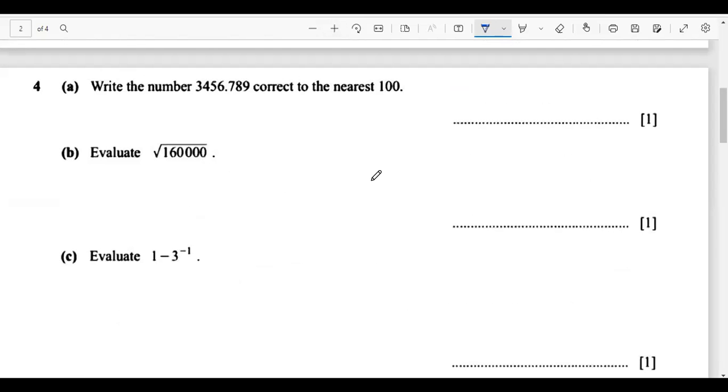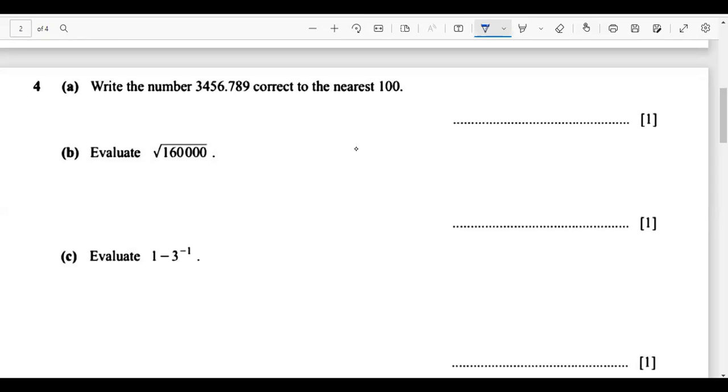अच्छा, अब ये एक past paper है. इसके first part के बारे में हमें नहीं पता. It says write the number 3456.789 correct to the nearest 100. When we will talk about rounding off and everything, ये बातें तब होंगी. हमारे से जो related part है, that is part B.